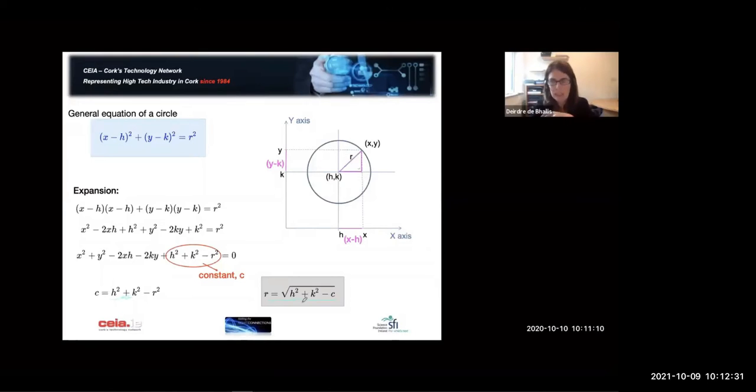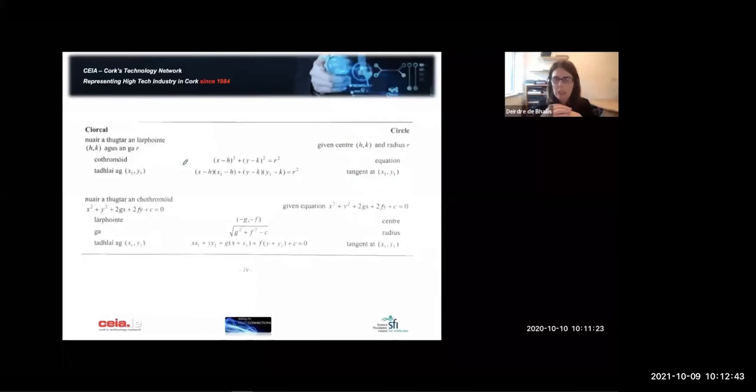Now, the reason I wanted to do that expansion is I wanted to relate this equation to the other one in the mathematical tables. So when you look at page 19 of your mathematical tables, you're given two equations for the circle. This one here, which we derived using Pythagoras, with the center h, k. Now, you have another version of the circle, but this time the center is at minus g, minus f.